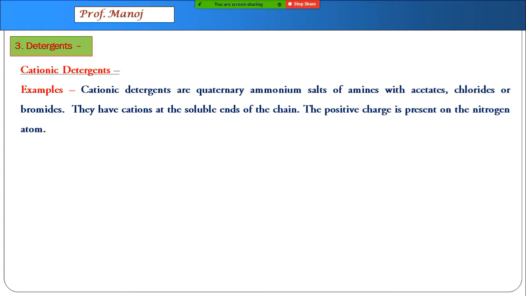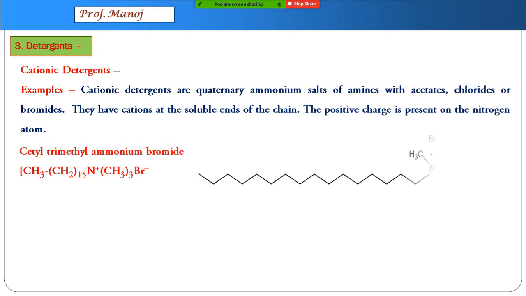Coming to different examples, these are usually very large molecules with quaternary ammonium salts with either acetate, chlorides, or bromides. Let me show you an example of it. The first example in your syllabus is cetyl trimethyl ammonium bromide. Now please check here the structure of it. Nitrogen with a positive charge is over here.